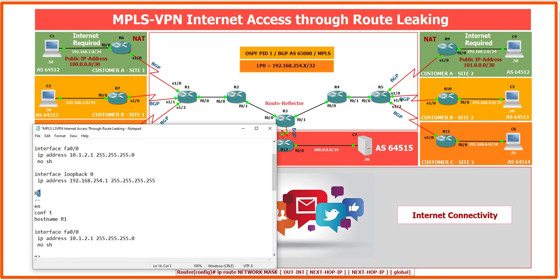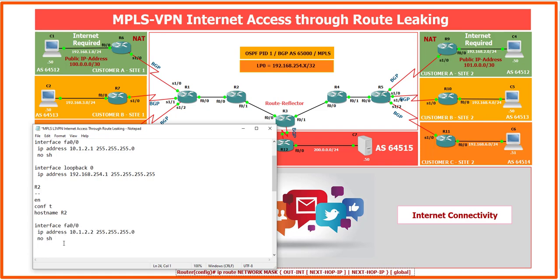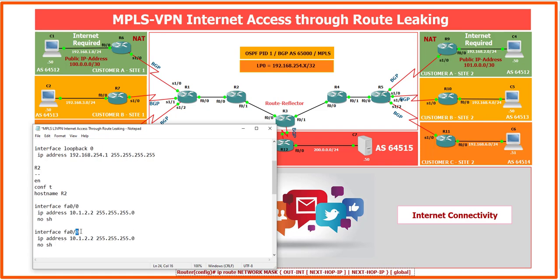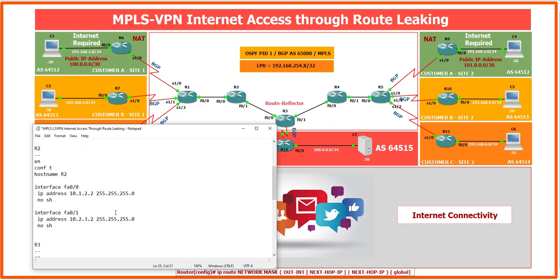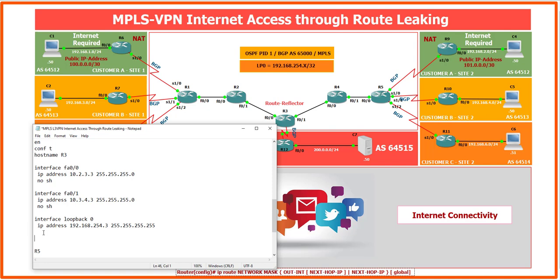Let me configure router 2, copying this part of the configuration of R1. And then this is the configuration of R2. Host name is R2. Interface FastEthernet 0/0's IP address is 10.1.2.2 255.255.255.0. And then we have another interface, FastEthernet 0/1, with the IP address of 10.2.3.2 255.255.255.0. And after that, okay, we can configure router 4. The router 4 configuration is similar to router 2. Let me copy this.